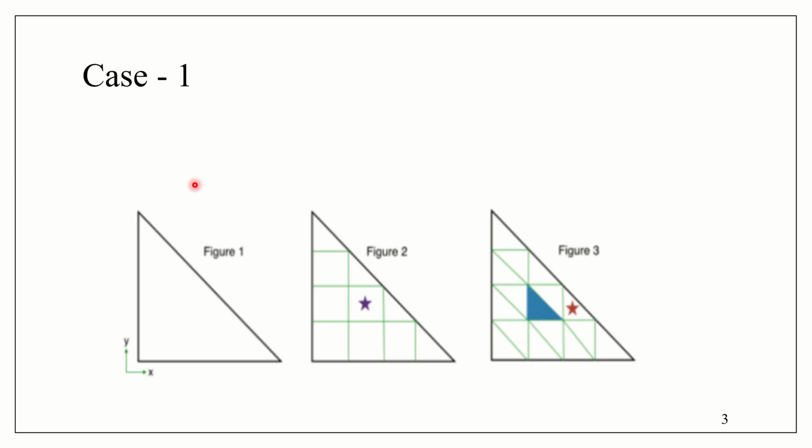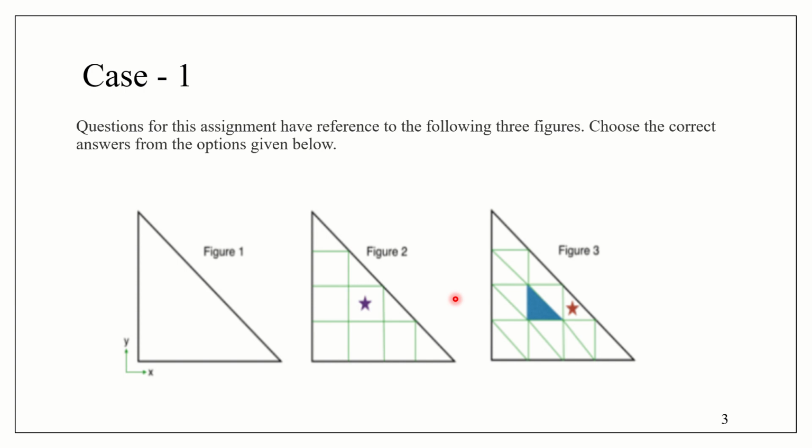Now we'll see, this is case 1. We have three figures, and the problems coming up are based on these 3 figures. The first is a triangle, I mean both are triangular ducts only. How flow inside these figures behaves is what is asked. Questions for this assignment have reference to the following 3 figures. Choose the correct answers from the options given below. So we'll move to the questions now.